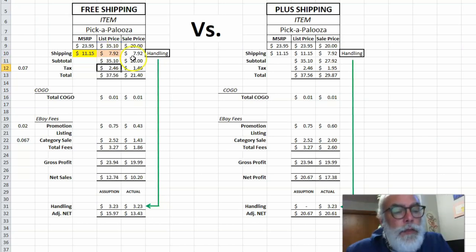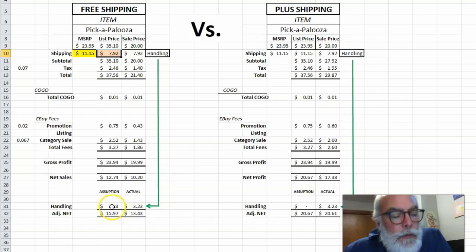What is wrong with all this? When we calculate the actual shipping right here, you'll see that we get something showing up down here. I've termed it handling, right? Because there's a difference between what we collected, $35.10, and the actual cost of shipping. And that is the difference between $11.15 and $7.92. That handling amount goes back to us over here in the amount of $3.23.